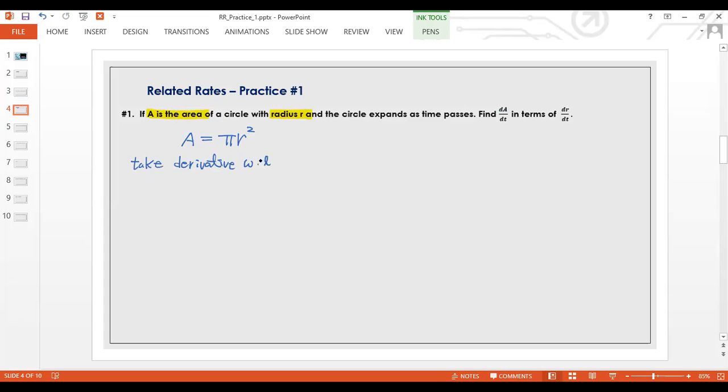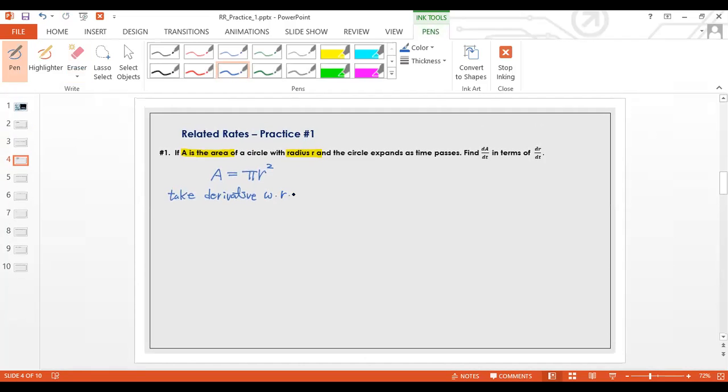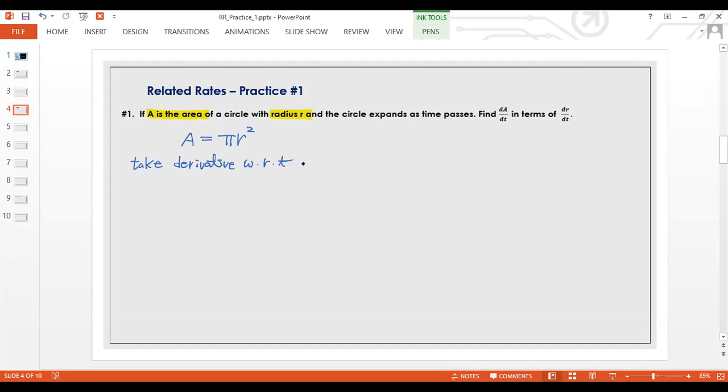with respect to t, the variable t. When you take the derivative of A, this will be dA/dt. Then you take the derivative of r, which is a function, so I use the power rule. This is 2 pi r, then dr/dt. That's it.